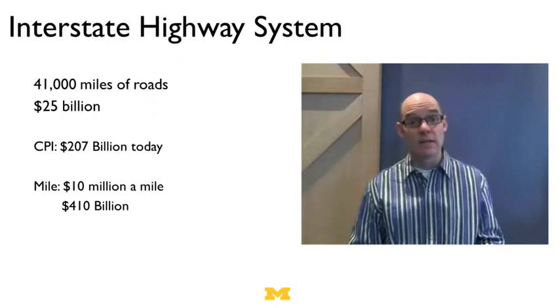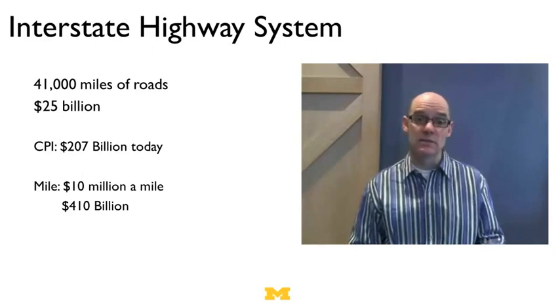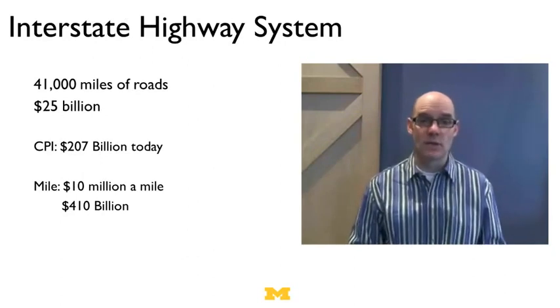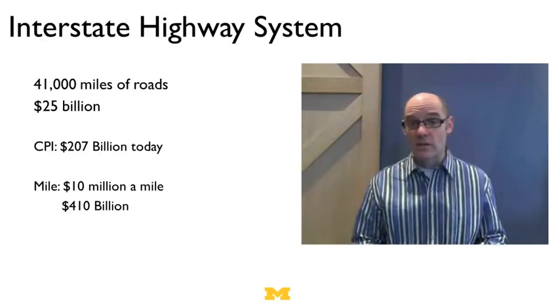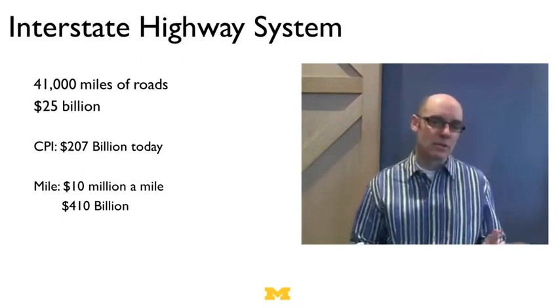So what's new reality thinking? A new reality policy is something like the interstate highway system. In 1956, the United States government allocated $25 billion for 41,000 miles of roads. Now, what that would cost now, if you just use an inflation index like the CPI, would be like $200 billion.